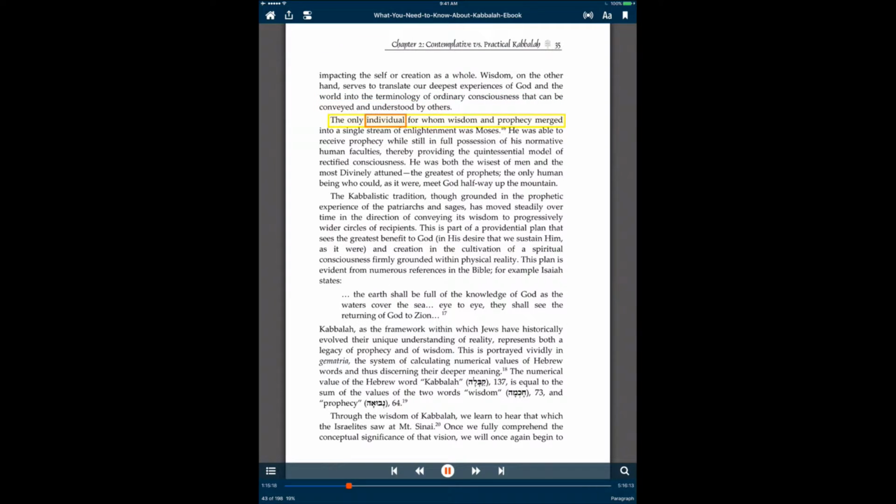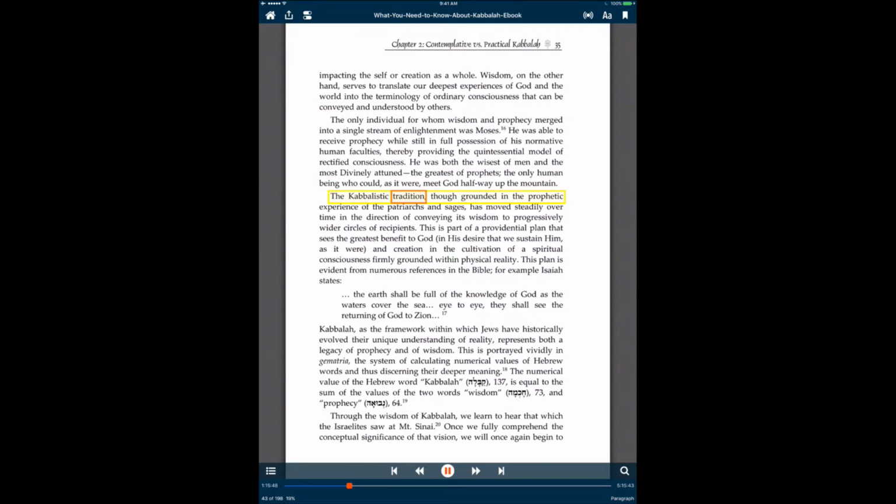The only individual for whom wisdom and prophecy merged into a single stream of enlightenment was Moses. He was able to receive prophecy while still in full possession of his normative human faculties, thereby providing the quintessential model of rectified consciousness. He was both the wisest of men and the most divinely attuned, the greatest of prophets. The only human being who could, as it were, meet God halfway up the mountain.